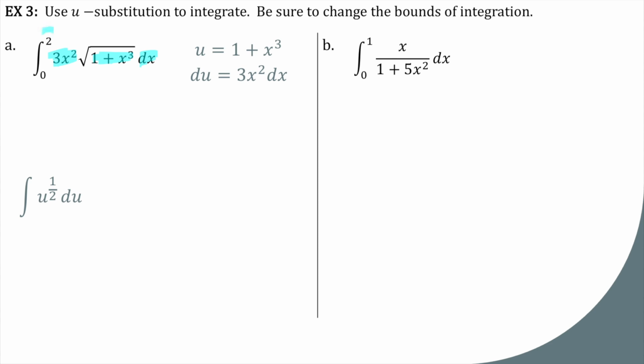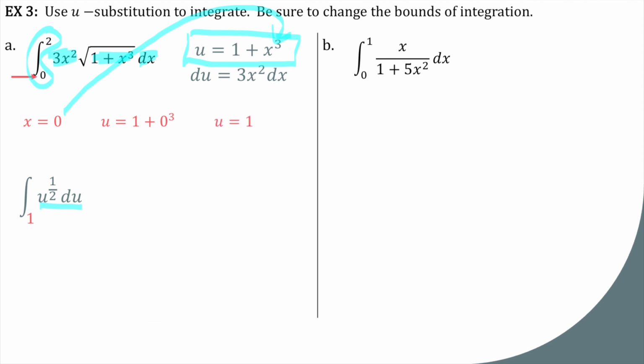Now we have to talk about our upper and lower bounds. So originally x equals 0, but everything in our new problem is in terms of u. So we're going to use our definition of u, and we're going to plug the x values into that to find new bounds. So 1 plus 0 cubed is just 1. That is now our new lower bound. Our new upper bound, we just take x equals 2, plug that in for x. 1 plus 2 cubed is 9. That's now our upper bound.